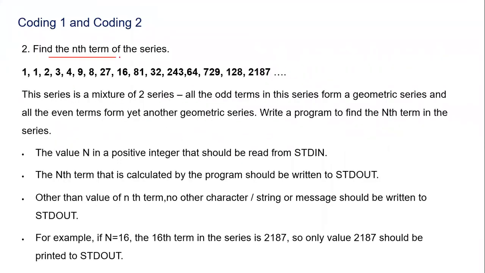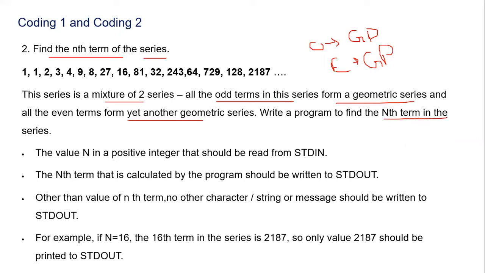The question is to find the nth term of the series. Here we have two series; it is a mixture of two series. All the odd terms in this series form a geometric progression, so the odd terms are also a GP. The even terms form another GP. So both are GPs. Write a program to find the nth term in the series.